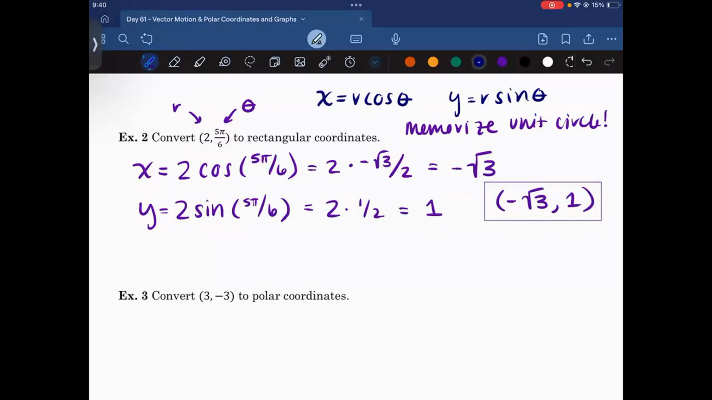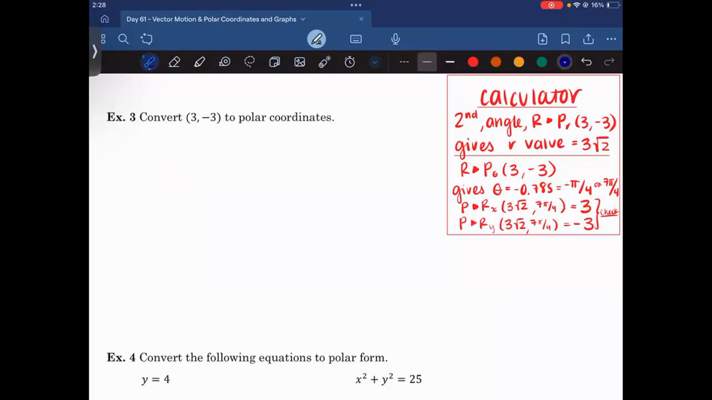And there we go. Example 3, convert 3, -3 to polar coordinates. So we have x equals 3 and y equals -3.